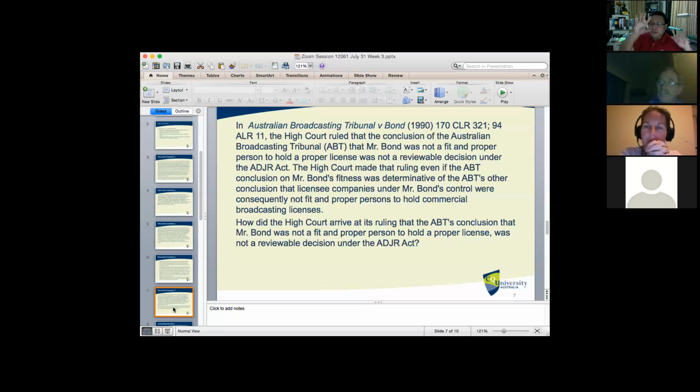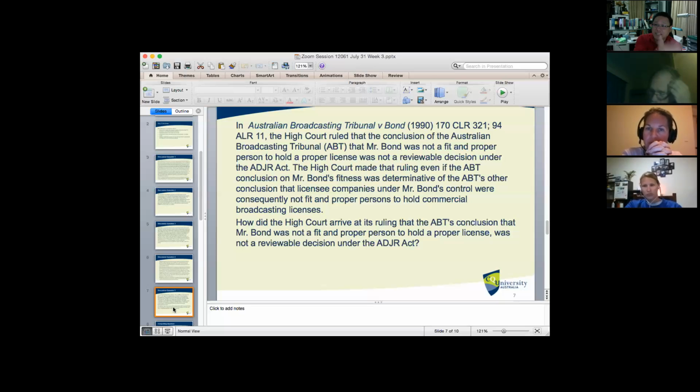So let me repeat. If the finding had been that the licensing company was not a fit and proper person, even if that was an intermediate decision, that would have been subject to judicial review. That finding, however, that Mr. Bond was not a fit and proper person was just too preliminary, because there was still a decision that had to be made whether or not the licensing company was a fit and proper person. It was just too preliminary. And so the court said, that Chief Justice Mason said, that preliminary question, that finding is not subject to judicial review. Are we clear about that?